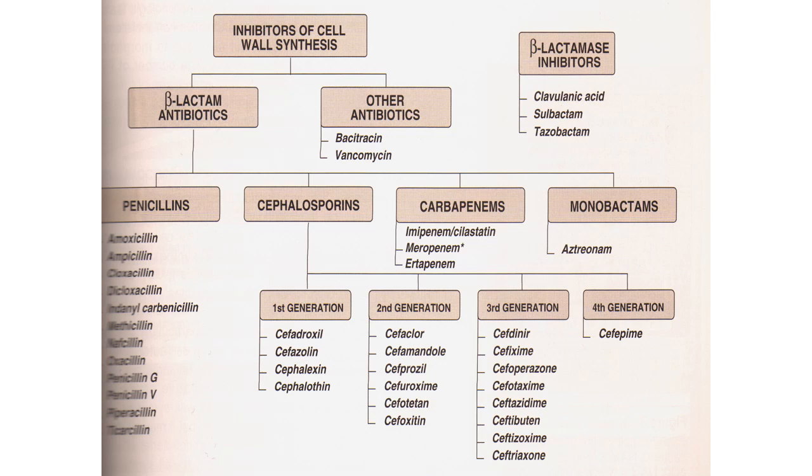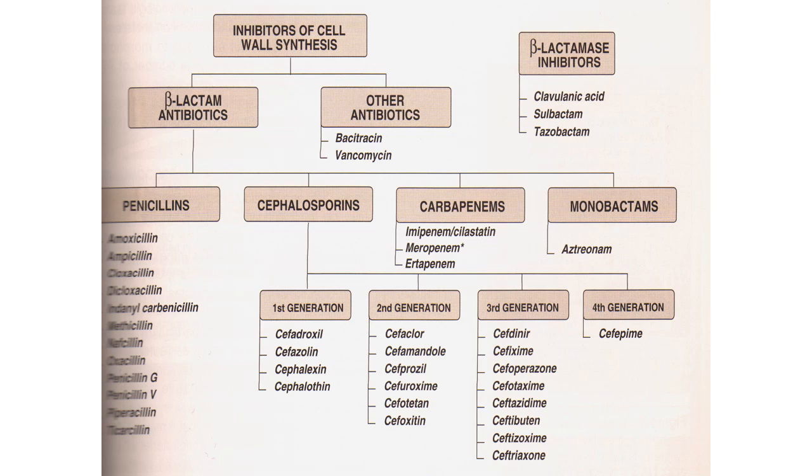This scheme shows us the inhibitors of cell wall synthesis, which include two major groups: beta-lactam antibiotics and other antibiotics. The biggest one is the beta-lactam antibiotics, which include penicillins, cephalosporins, carbapenems, and monobactams. Penicillin includes many members, for example amoxicillin, ampicillin, doxycycline, and others. Cephalosporins include four generations, according to their introduction in medical use.